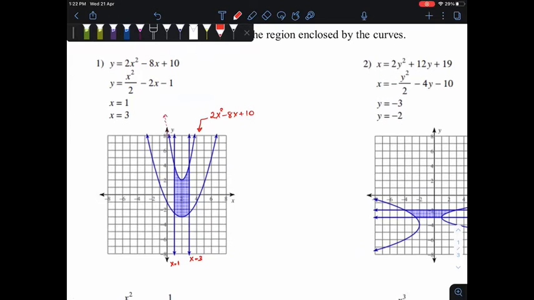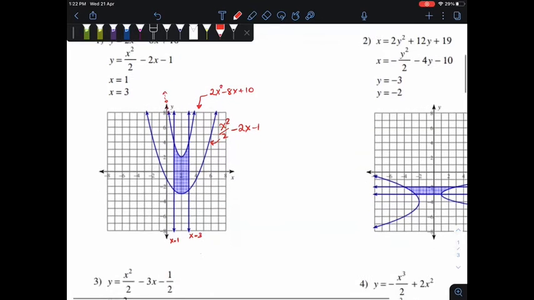if we extend the parabola, where will it intersect? At 10. The lower parabola here is x squared over 2 minus 2x minus 1. Okay, x squared over 2 minus 2x minus 1. So it's clear now, guys, and we know what we should do here.